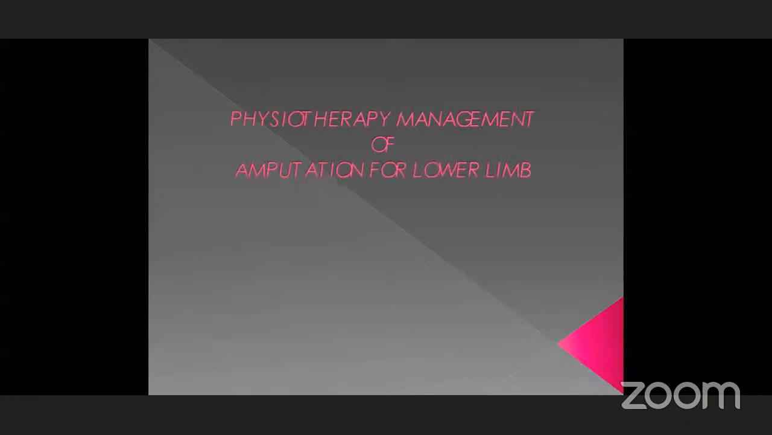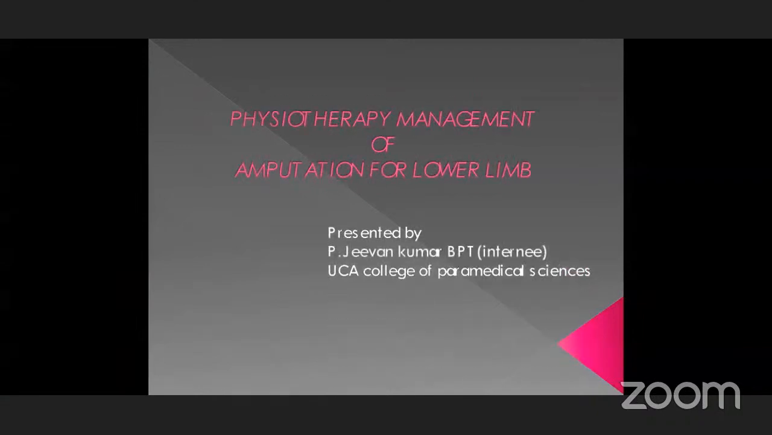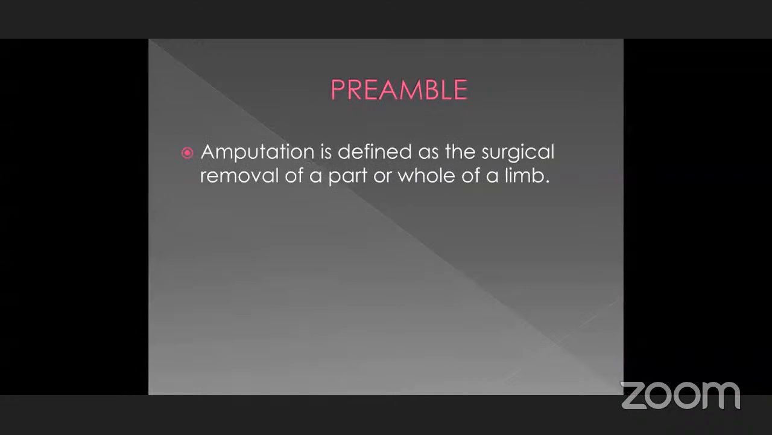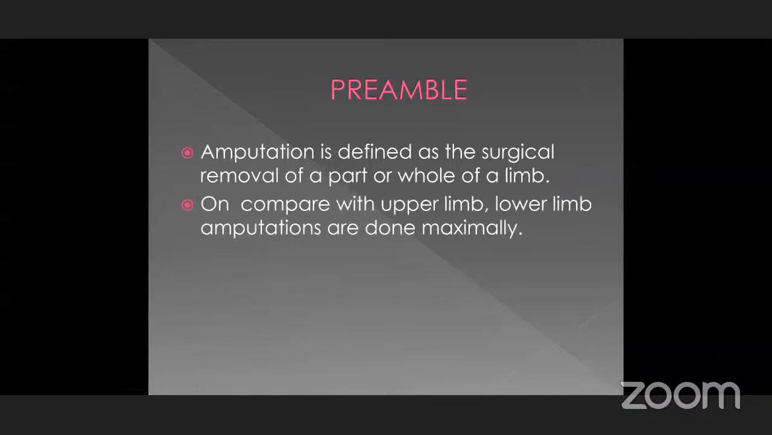Okay, now I'm going to start the session. Today we are going to see about the physiotherapy management of the amputation for lower limb. It's me, Jeevan Kumar from UCA College of Paramedical Sciences, Chennai. First we see about the preamble. Amputation. First of all, we see about the definition. Amputation is defined as the surgical removal of a part or a whole of a limb.